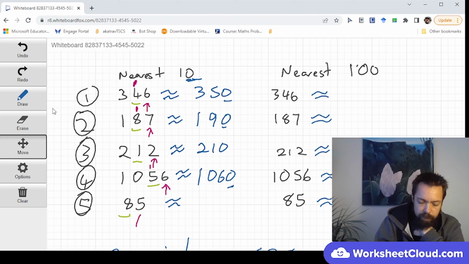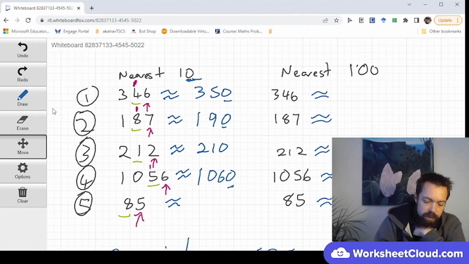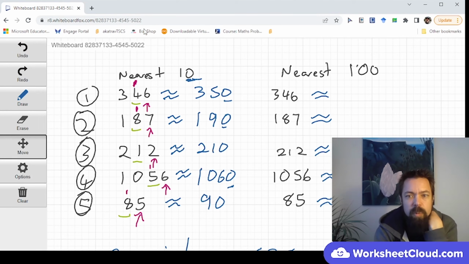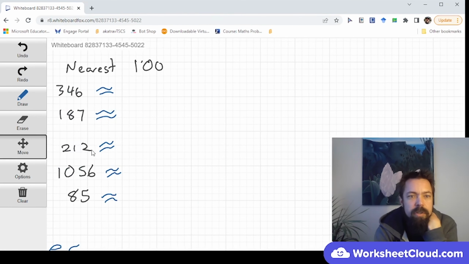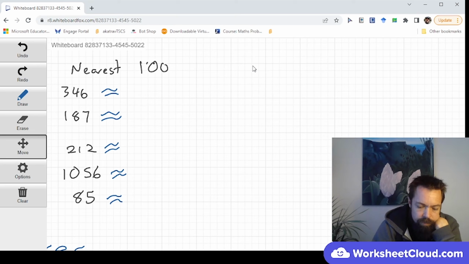Last one, 5. I hope you're remembering the story of James. He's in the middle. All right, so when it's in the middle, we round up. It's going to become 90, and that's our answer. Okay, if you were comfortable with that, then why don't you try the nearest 100 with the same numbers?